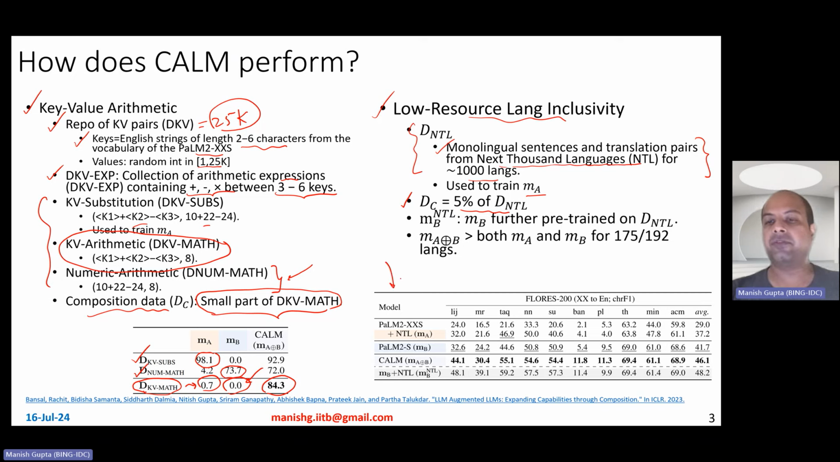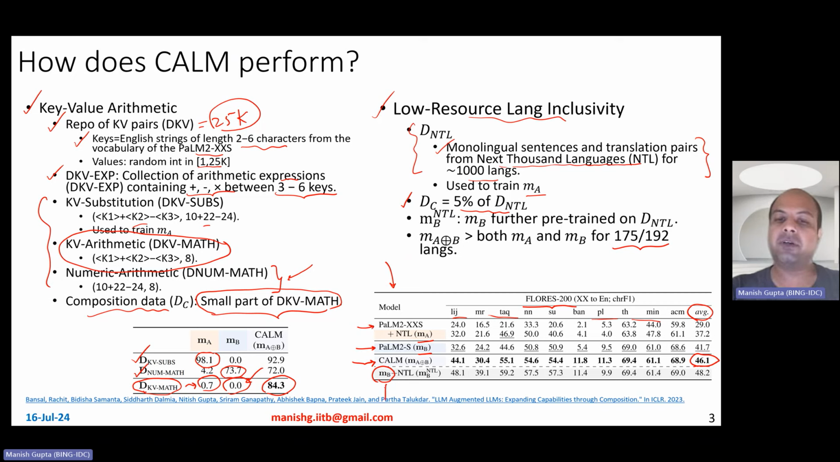And what you observe from this table is that basically the experiment with Flores 200, which is a data set of 200 languages, and results of 10 languages are shown here with an average over 200 at the end. And what you observe is that the CALM model is actually better than both MA and MB models, on average as well. In fact, it is better on 175 out of 192 languages on which it is evaluated. What is further very interesting is that if you took the MB model, which is a large-sized model, PaLM2-S, it is still much larger than PaLM2-XXS, right?